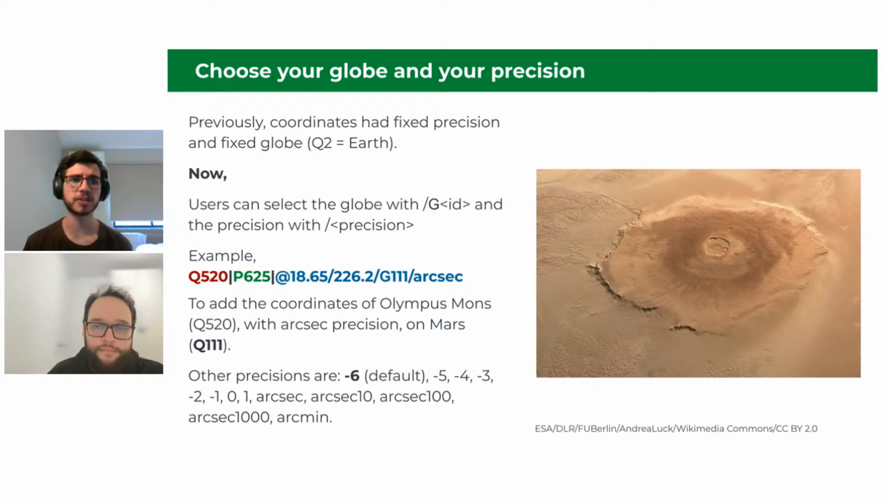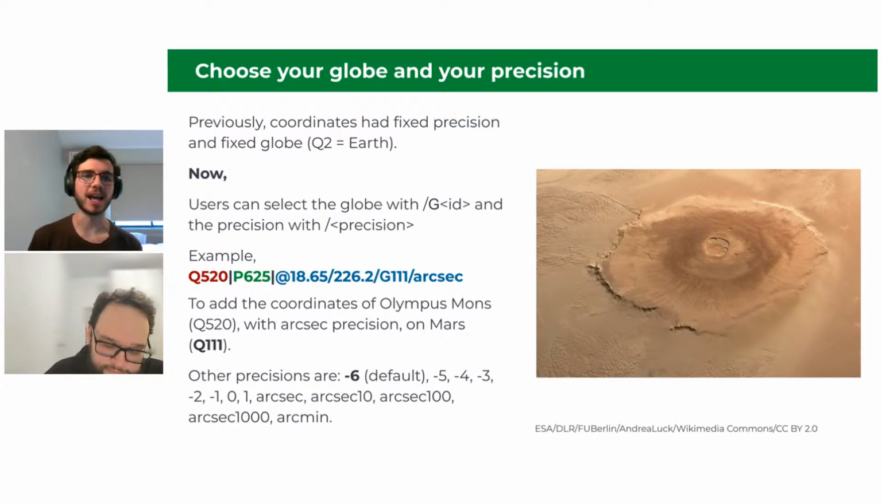The default precision is quite high, which is 0.000001, 0 dot and 5 zeros and then a 1. So it's a quite high precision, and sometimes your data doesn't have that amount of precision. So you can also input a different precision with slash and the value for that precision.